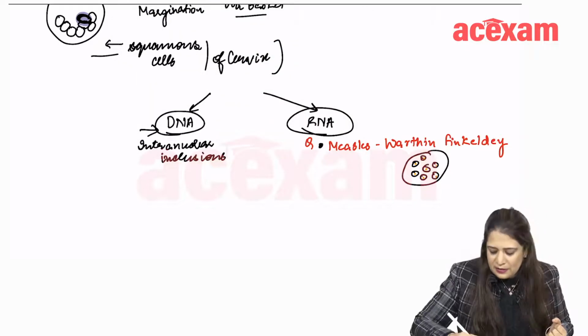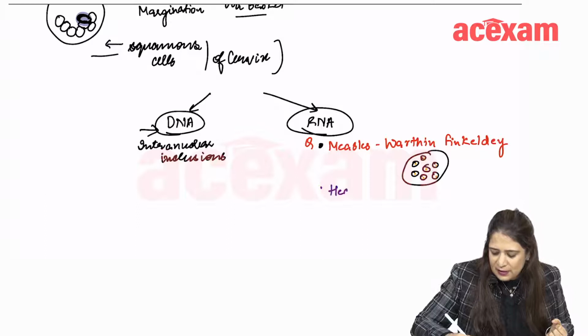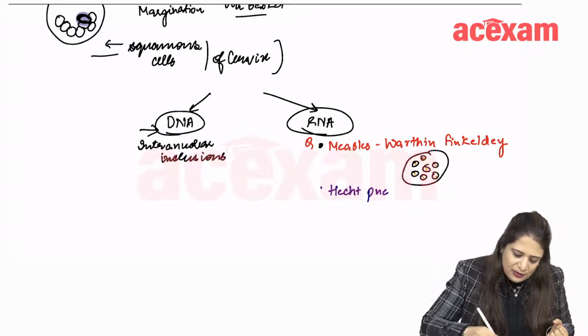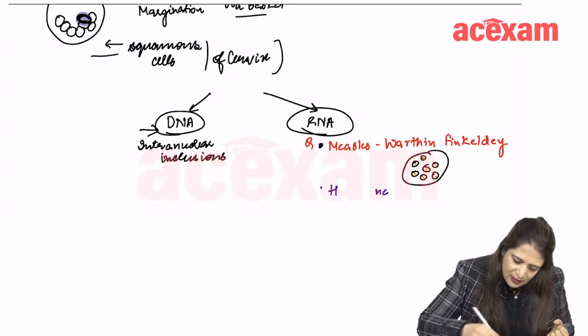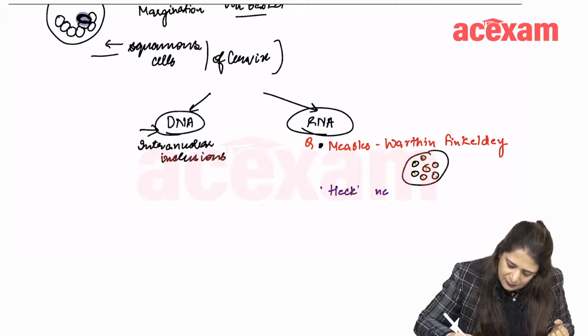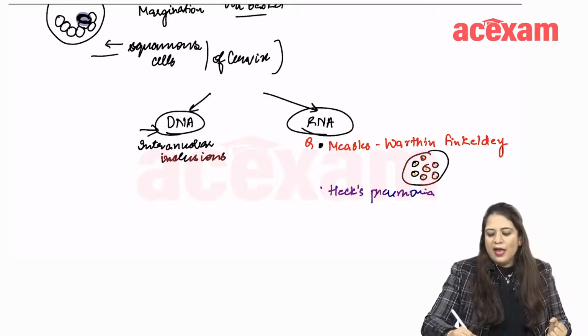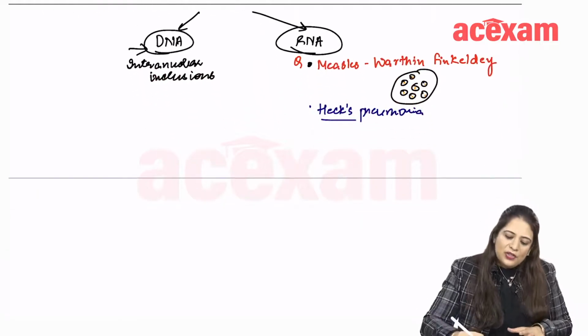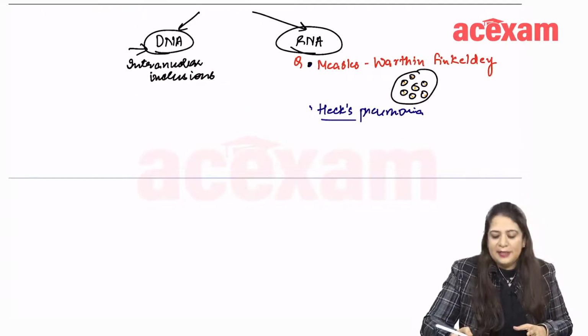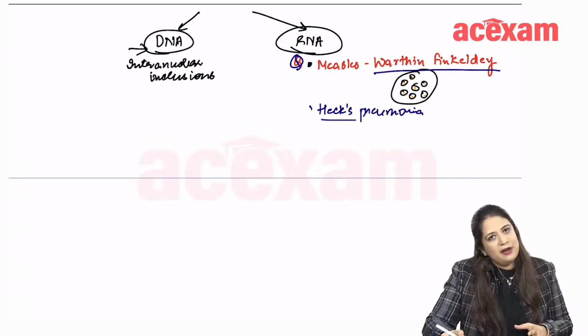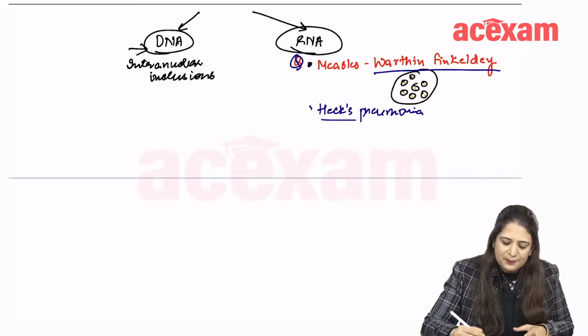The kind of pneumonia which is seen due to measles infection, even this has been asked in the previous exam, it is the Hecht pneumonia. Sorry, it is actually the Hecht pneumonia. I think this is the spelling. Check it please, I'm not too sure. So Hecht pneumonia is seen due to measles infection, and the kind of giant cells you encounter are the Warthin-Finkeldey giant cells.